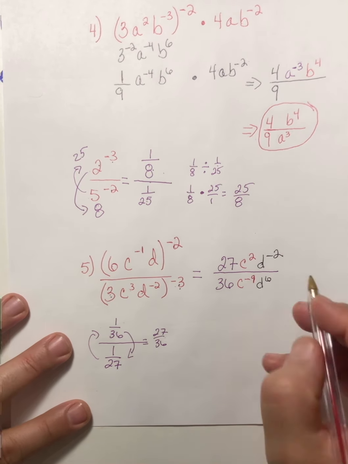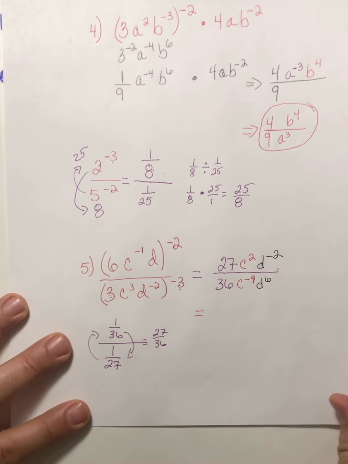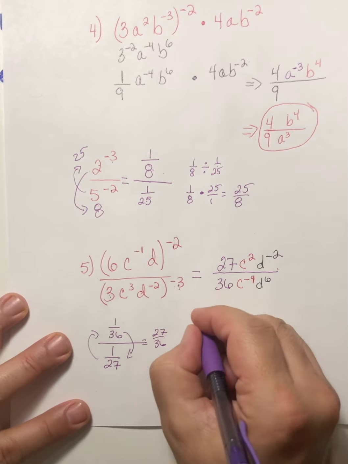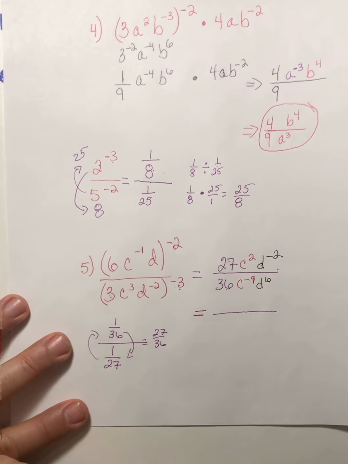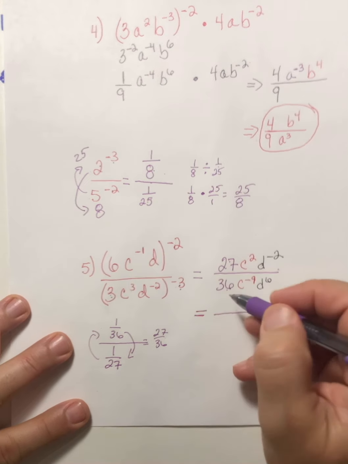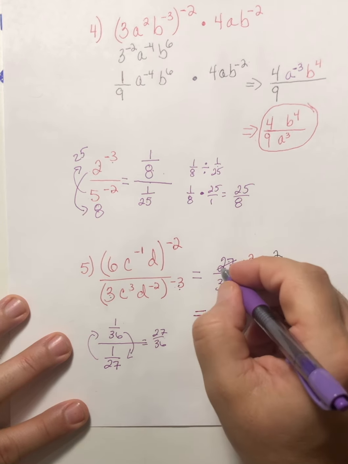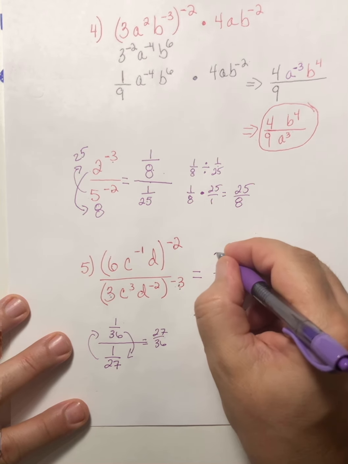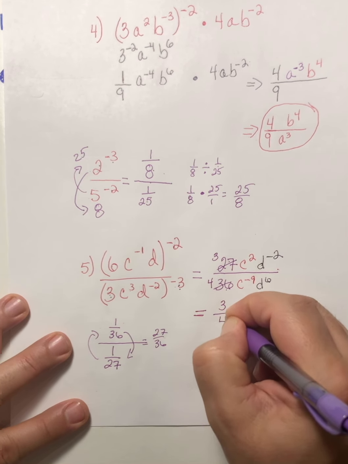Now all I gotta do is reduce. Let me do it this way. All right, what goes into 27 and 36? That's right, 9 does. All right, 9 goes into 27, 3. 9 goes into 36, 4. So I have 3 over 4.